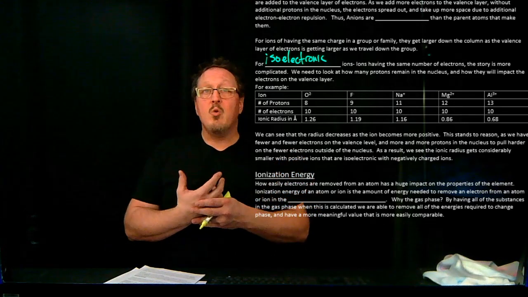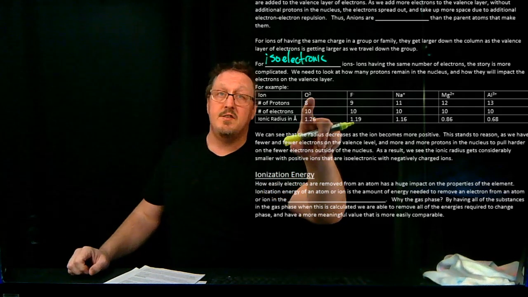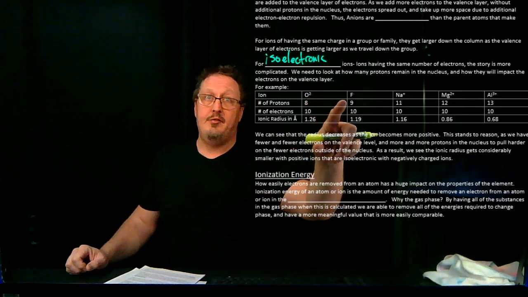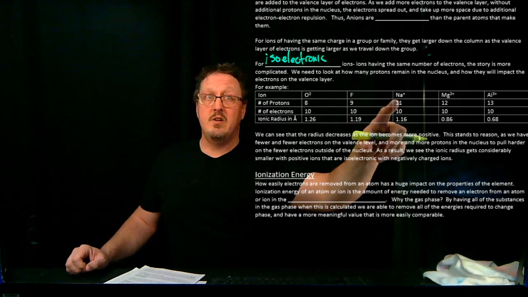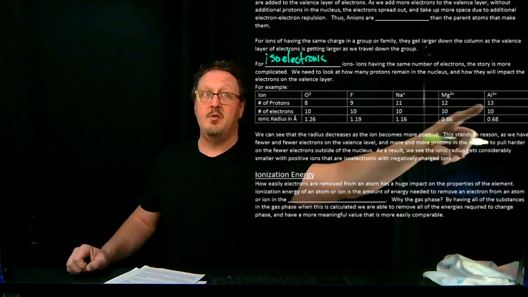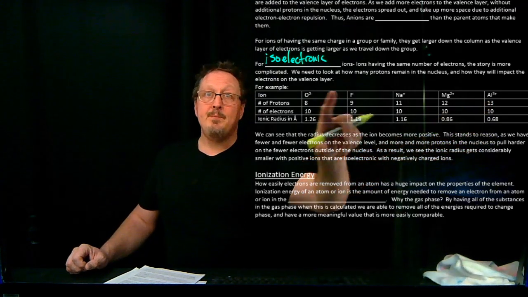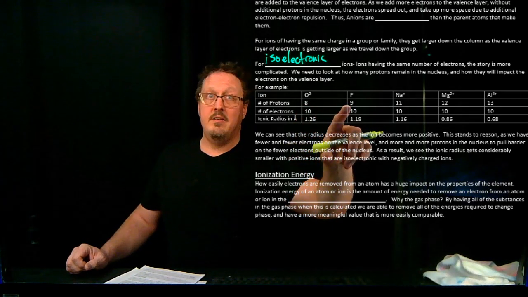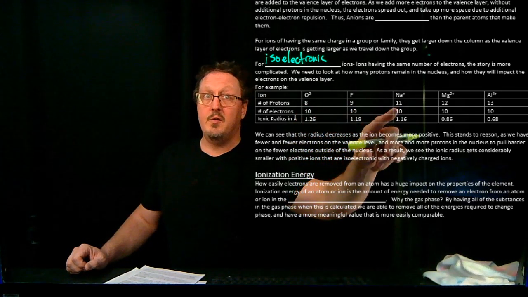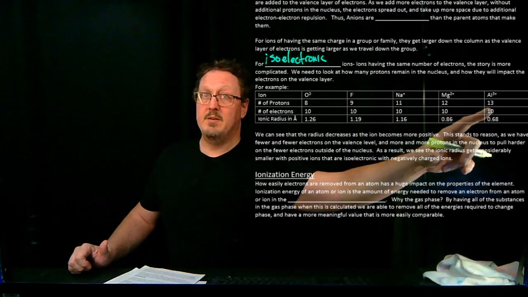Now, what I did is I looked up some values for you. And so here we have oxygen with a 2- charge. I have fluorine with a 1- charge. I have sodium with a +1 charge, magnesium with a +2, and aluminum with a +3 charge. Now, if I look at the number of protons, oxygen has 8 protons. Fluorine has 9 protons. Sodium has 11. Magnesium has 12. And aluminum has 13 protons.